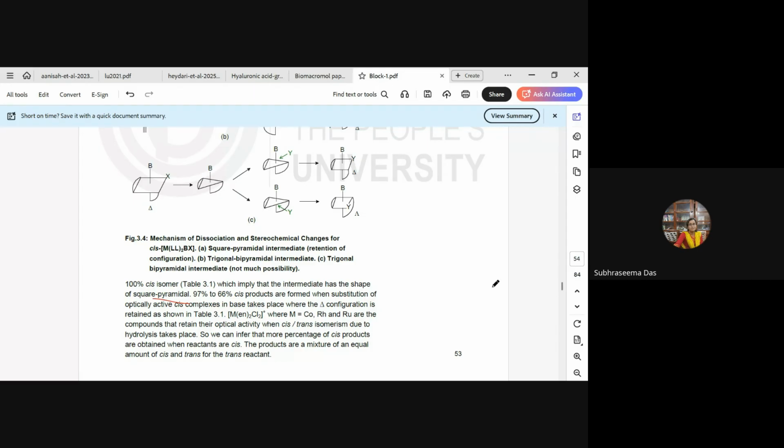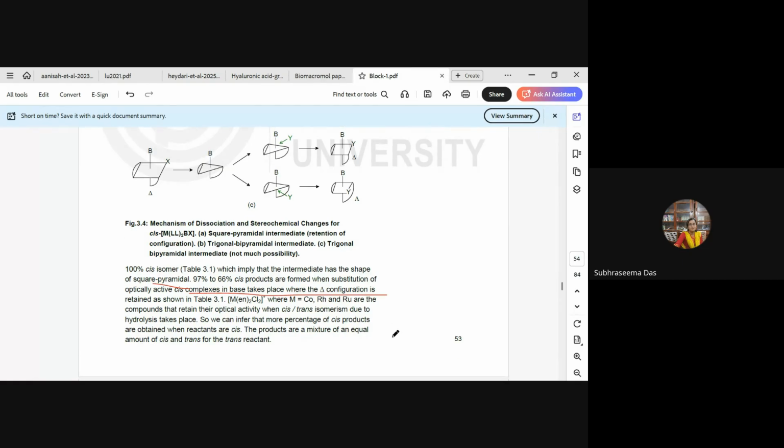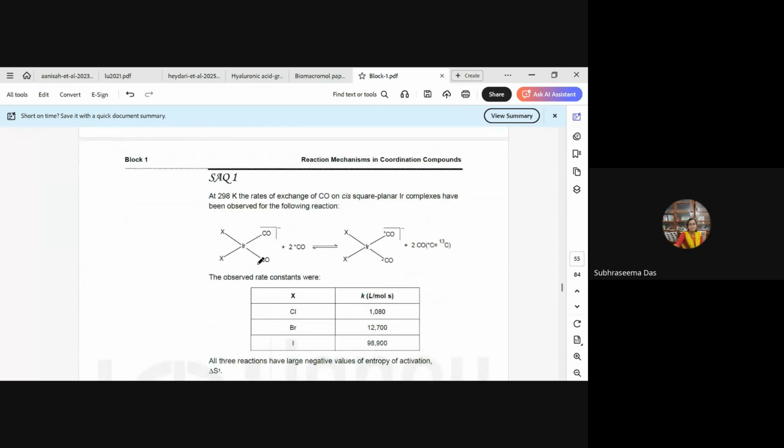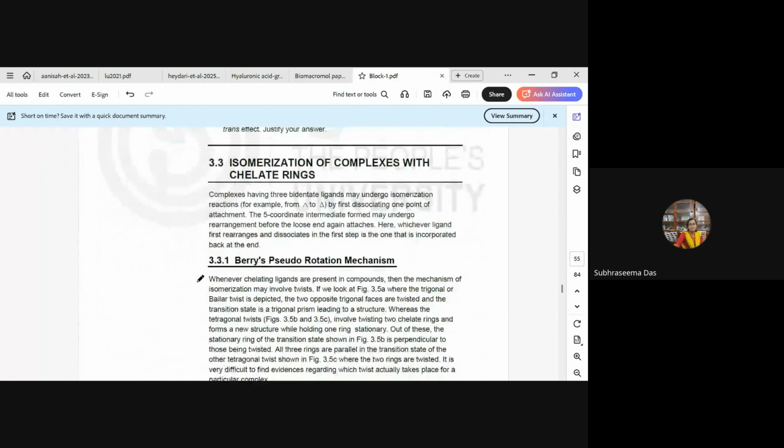So mostly 97% to 66% cis products are formed when substitution of optically active cis complexes in base takes place with the configuration retained. The products obtained are an equal mixture of cis and trans for the trans reactant. This is a question based on the evaluation of the square planar substitution complexes.